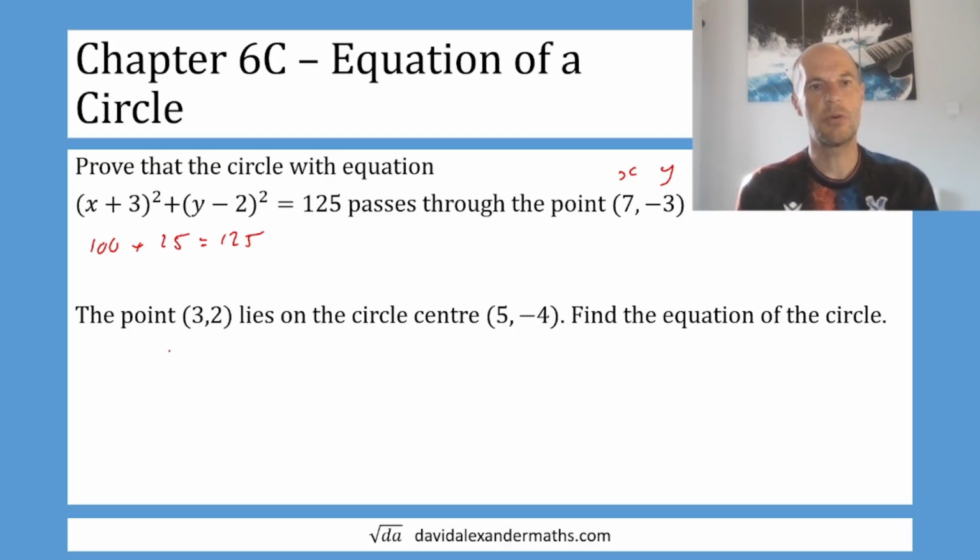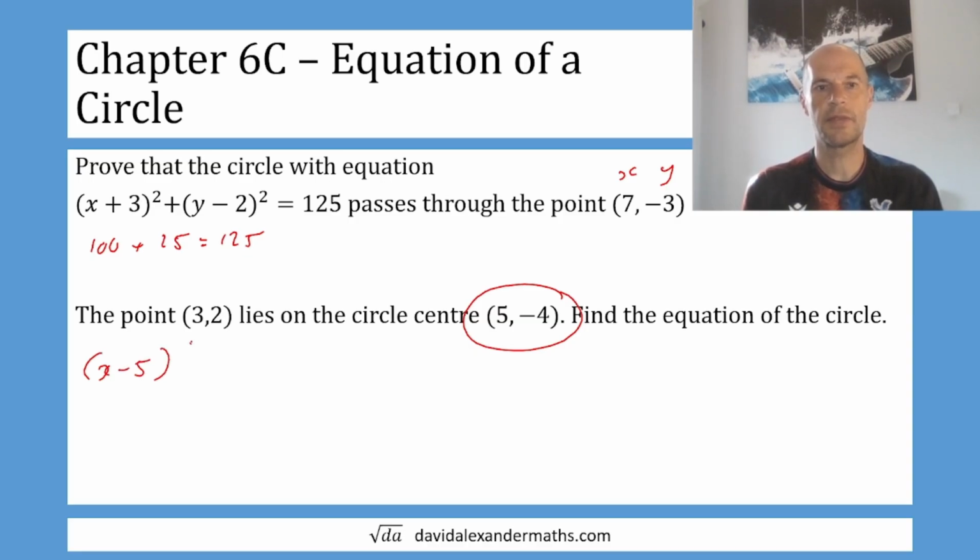Okay, let's look at another example. The point (3, 2) lies on the circle with the centre (5, −4). Find the equation of the circle. Well, first of all, we know the coordinates of the centre. So that's going to be (x − 5)² + (y + 4)² = the radius squared. Now we know that this point lies on this circle, so let's substitute in 3 and 2.